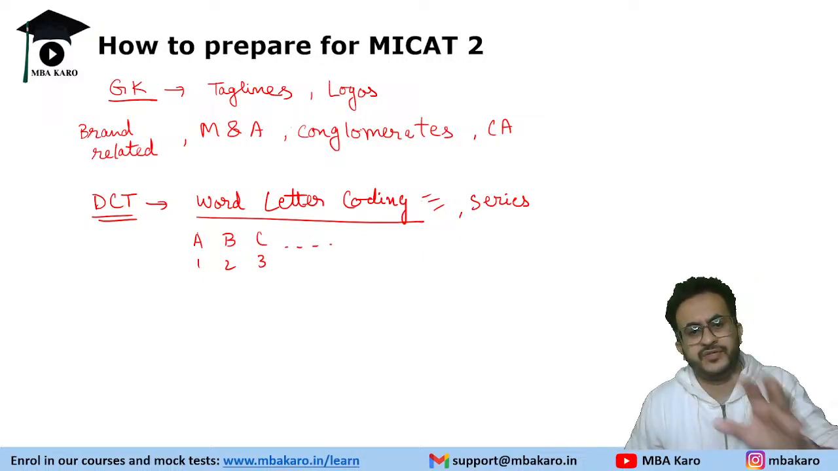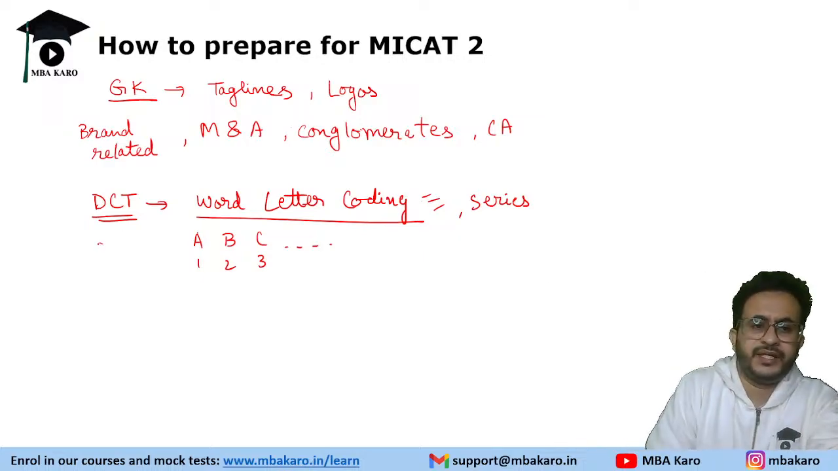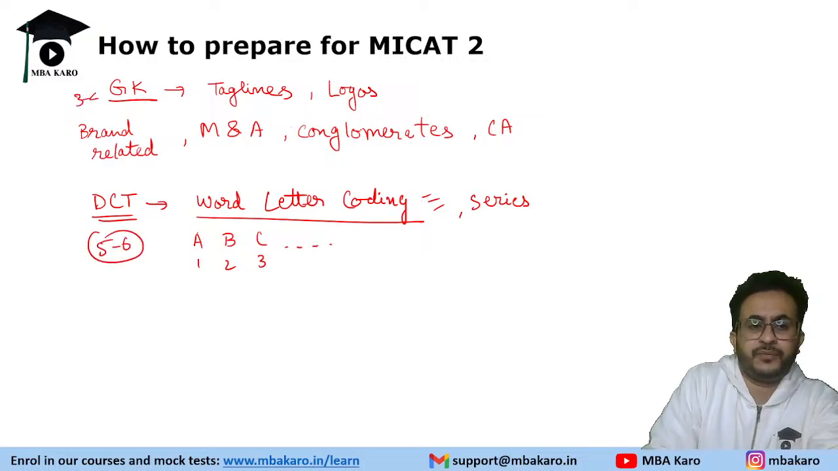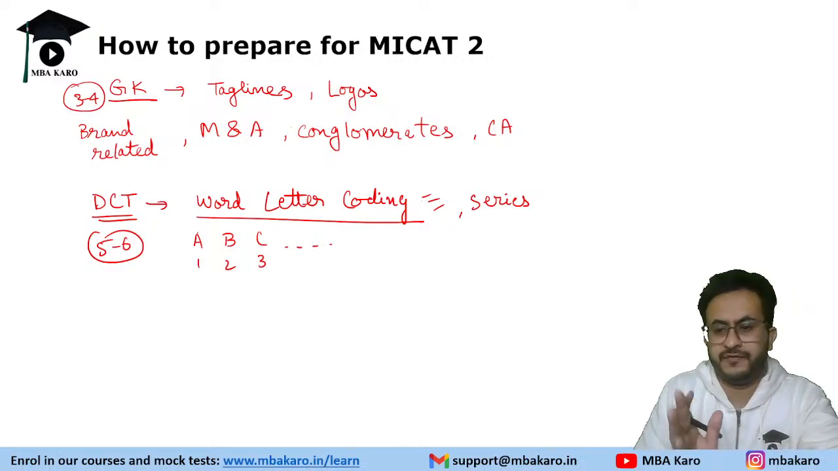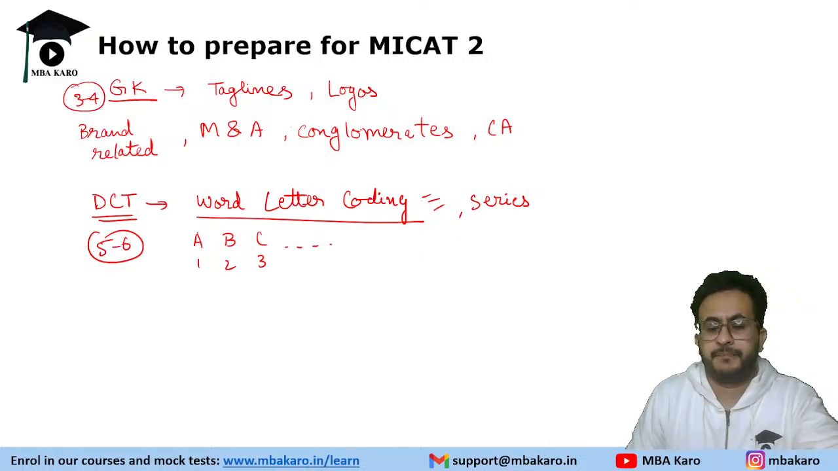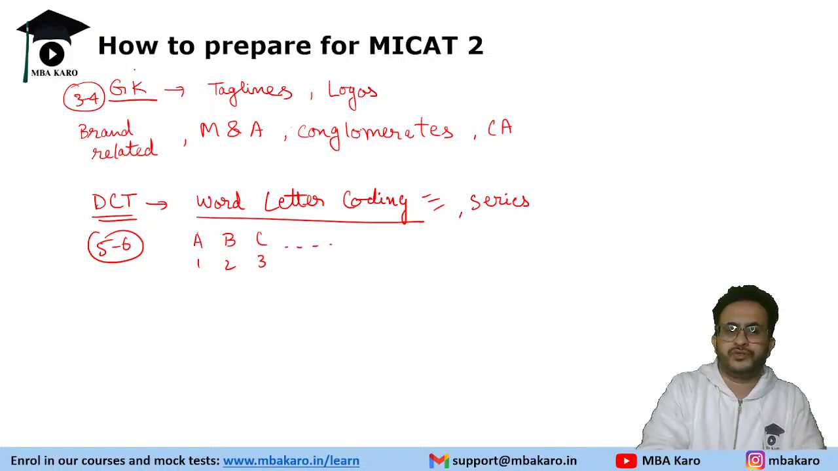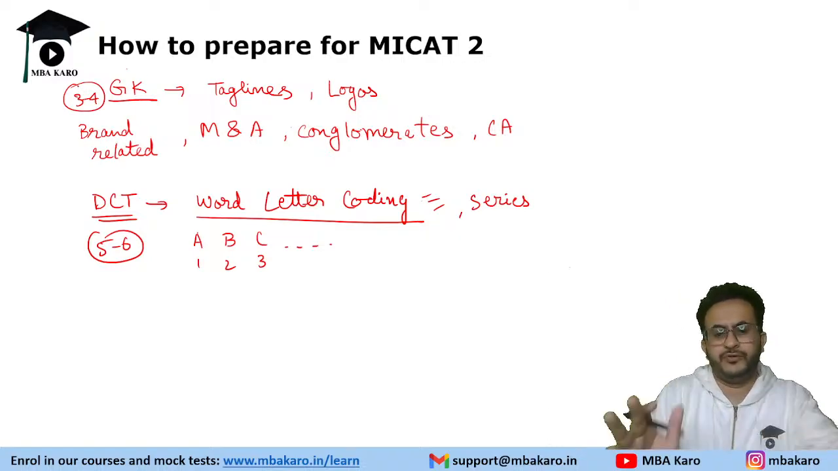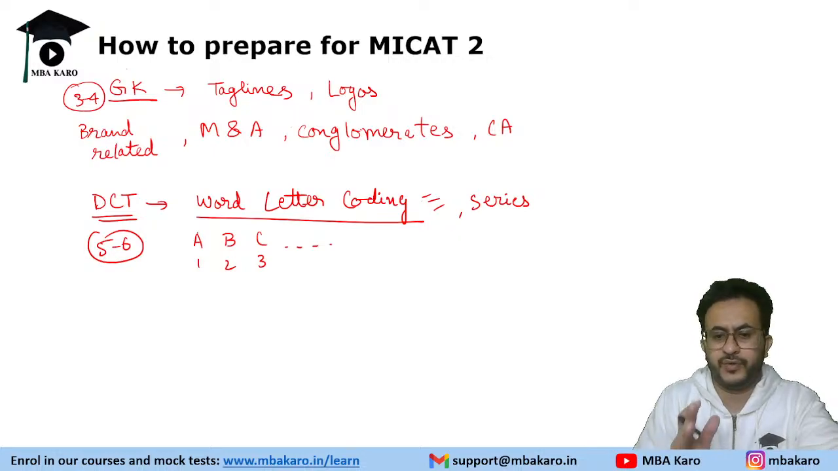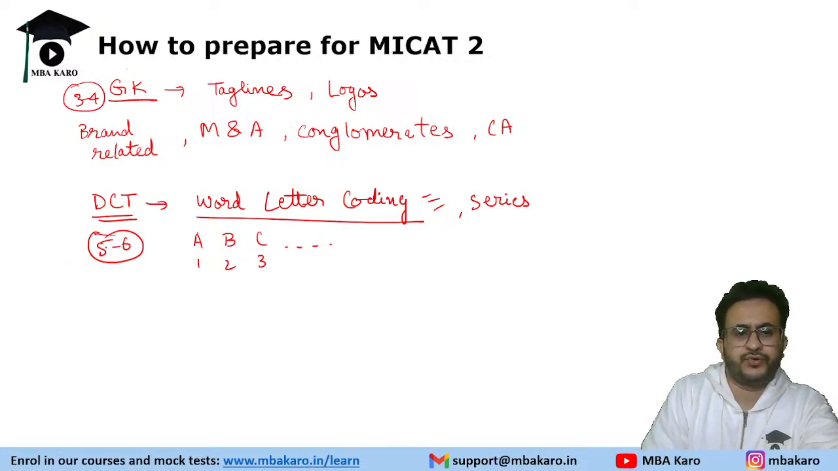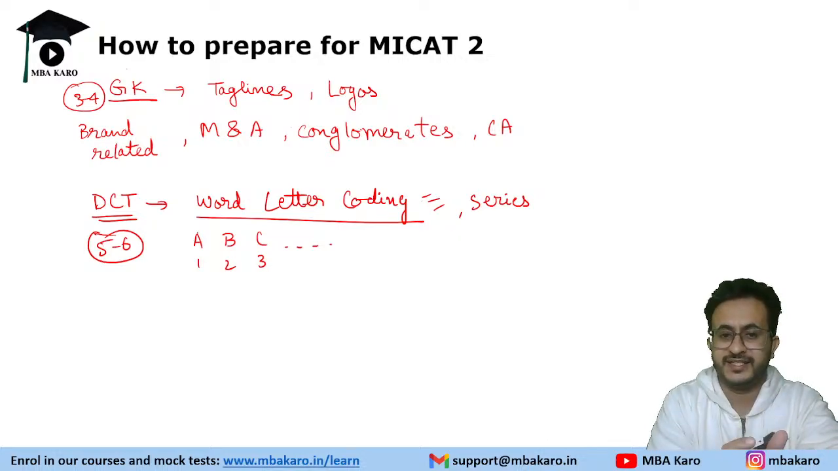This is the section where I believe you can easily score 5 to 6 marks. In GK you can make 3 to 4 marks. If you want to qualify, I am talking about the minimum that you can score. If you do strong GK, then 3 to 4 marks is achievable. You can pick 3 to 4 questions and answer those on taglines and logos, because these are match the following types. So in DCT you can score 5 to 6 using just these kinds.